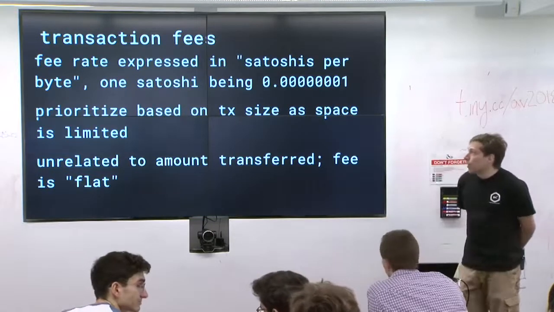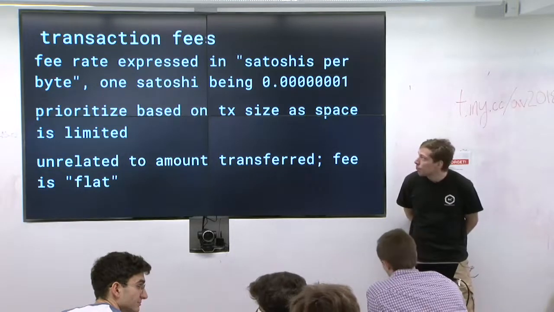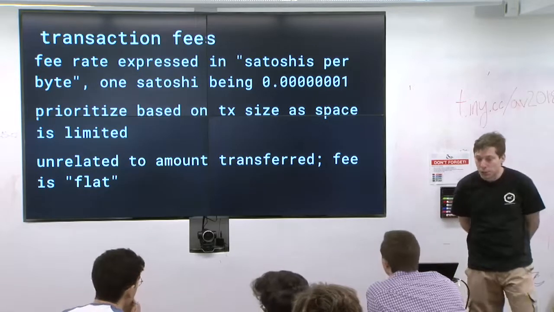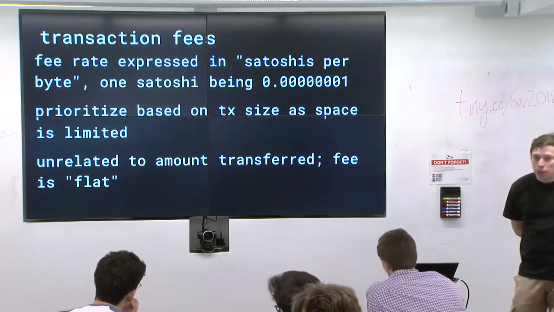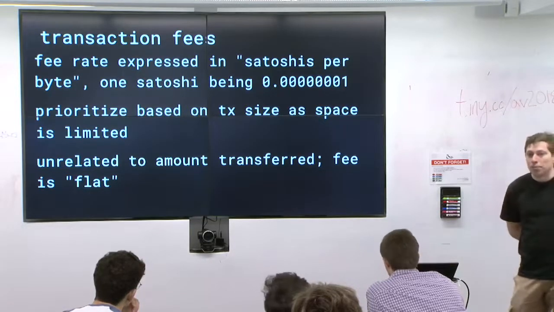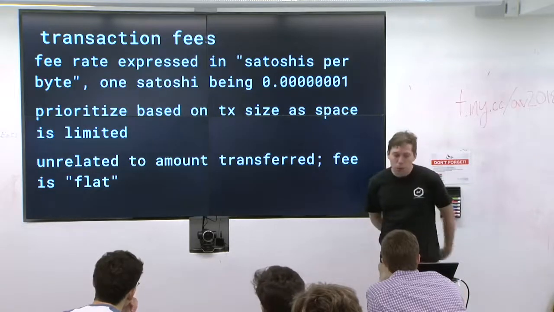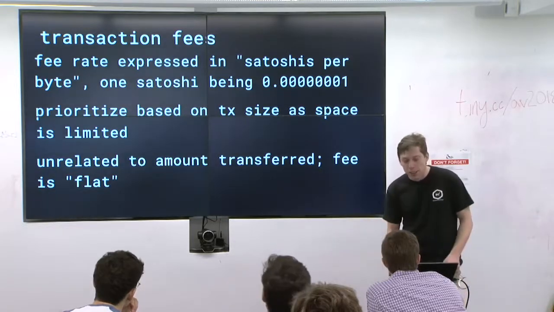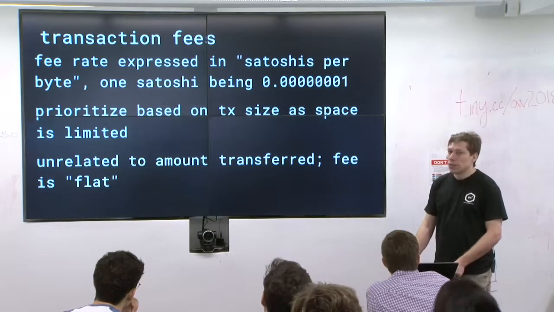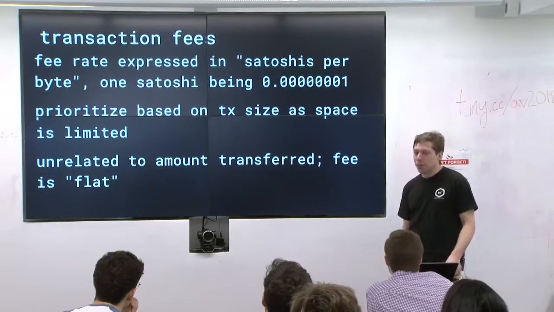From a miner's point of view, they want to prioritize based on the transaction size and the fee rate, because space is limited. One of the most controversial and argued-about rules in Bitcoin was the 1 megabyte block size limit. You can put all these transactions in a block, but the total block, when serialized, including the headers and everything, needs to be 1 million bytes or less. That's now not quite true because there are ways around it, but there's still a hard limit of 4 megabytes today.